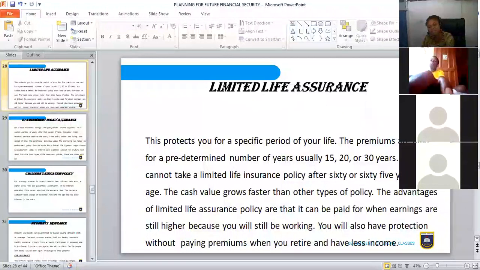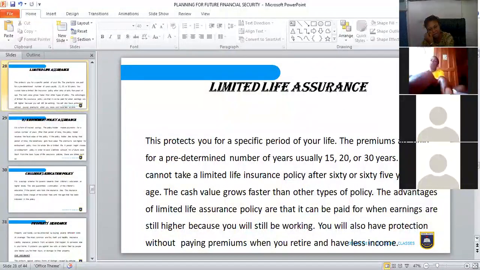And at that age, it is believed you cannot work to pay the premium. You are weak. Even if you are alive, you can't do any active work to pay the premium. And again, at that stage, 60 years, you may take the policy, pay for 3 months and then you are gone. So the risk is high for them. So you cannot take that kind of policy after 60 or 65 years of age. And the cash value will grow faster than other types of policies.